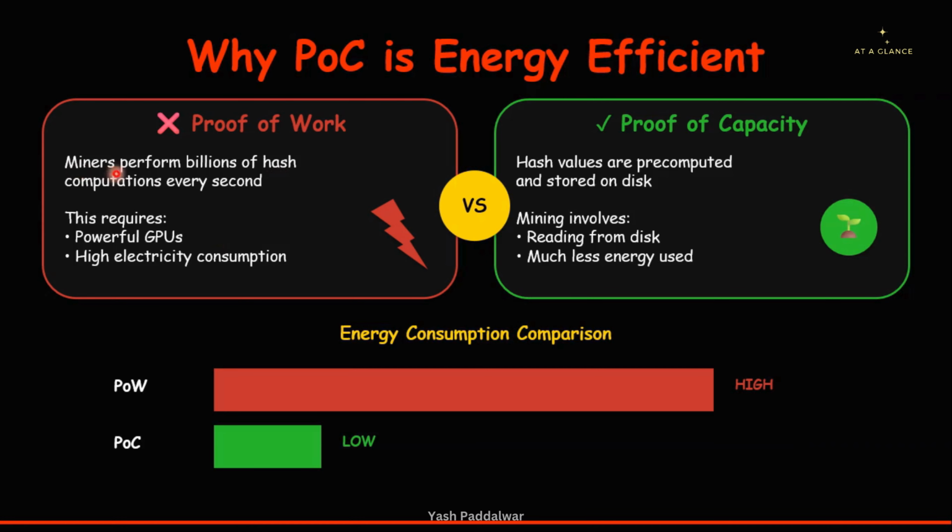See how miners perform billions of hash computations every second, right? This requires powerful GPUs, ASICs, and other computers. It also requires high electricity consumption. But in proof of capacity, the hash values are pre-computed and stored on disk. That is why mining simply involves reading from disk. Much less energy is used for this, right? So that is how it is energy efficient compared to PoW. So I hope this is clear.